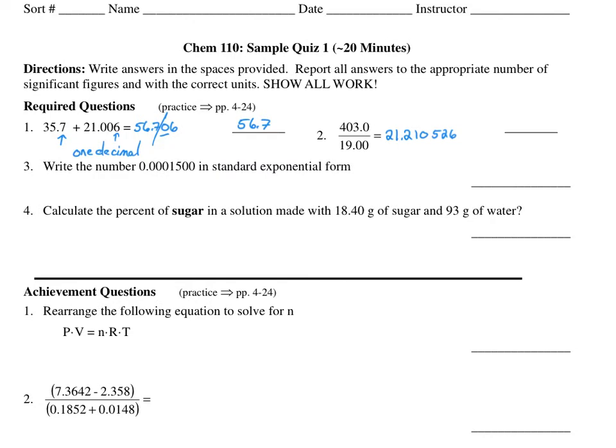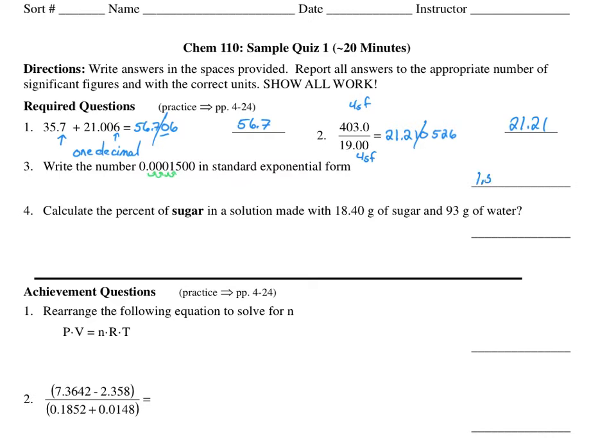Division problem. So we look and we see we have 4 sig figs in the denominator, 4 sig figs in the numerator. We should have 4 in our result. So this is 21.21. Standard exponential notation. We note that we move the decimal point 1, 2, 3, 4 spaces.